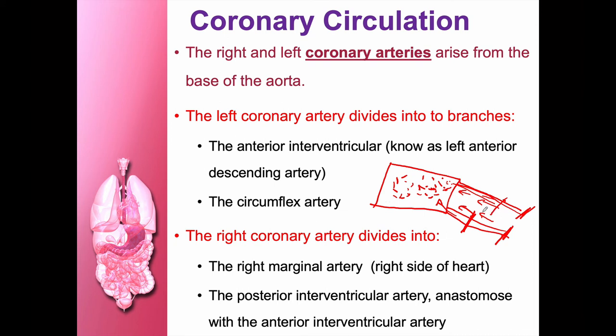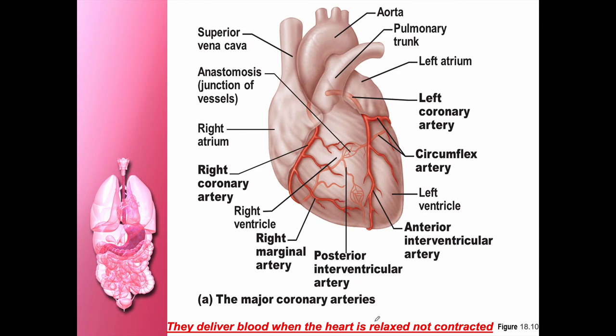It will, the tissue will be dead. Okay, so maintaining the non-stop collateral circulation is called anastomosis. Okay, that is two blood vessels supplying blood to one part of the tissue. So likewise the anterior interventricular and posterior interventricular branches form the anastomosis. I will show you in the diagram.